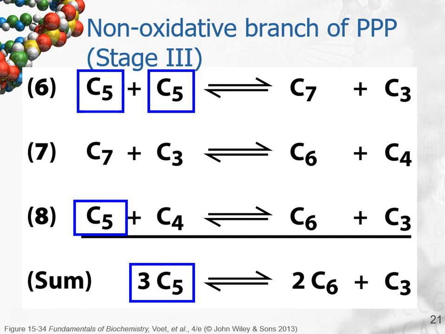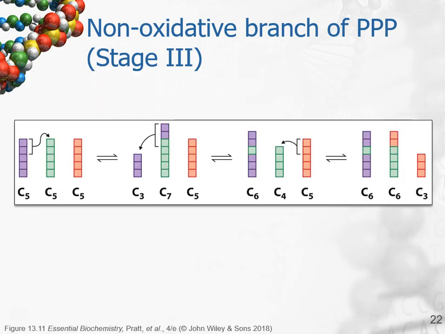So again, to summarize, the 3 5 carbon sugars that we obtained in the non-oxidative branch of the pentose-phosphate pathway in stage 2 will be in stage 3 transformed into 2 6 carbon sugars and 1 3 carbon sugar. Our textbook has this representation of how the carbon shuffling reactions occur. I think it might make more sense if we go over each one of those reactions in turn, and then I show you how these diagrams work.